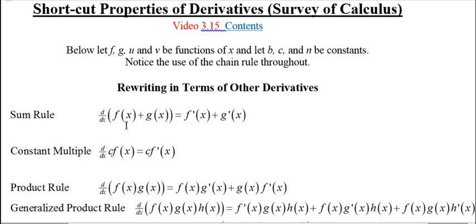The sum rule says the derivative of a sum is the sum of the derivatives. That's the derivative of f of x plus g of x is f prime of x plus g prime of x. The constant multiple rule says the derivative of a constant times a function is a constant times the derivative of that function. So the derivative of c times f of x is c times f prime of x.